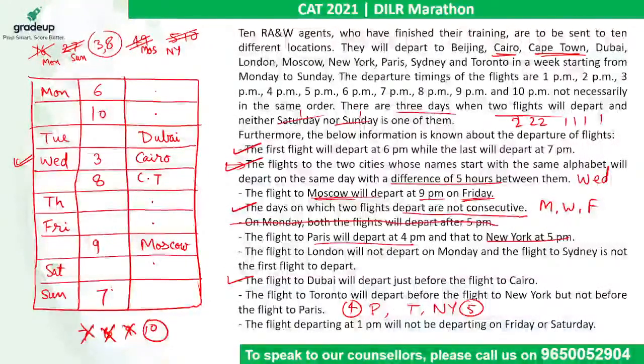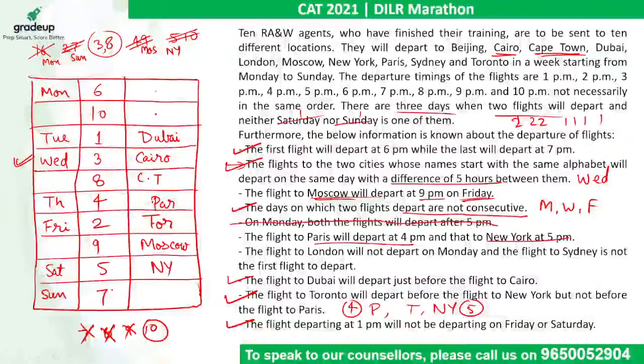I cannot put New York here. I can put New York here. I'll put Toronto here. I'll put Paris here. Right? So Paris is 4 p.m. New York is 5 p.m. ठीक है? So this is also filled. ठीक है? The flight departing at 1 p.m. will not be departing on Friday or Saturday. Right? So 1 p.m. will depart on Tuesday. अब क्या बच गया? 1 2 बच गया. So I think 2 will be this.